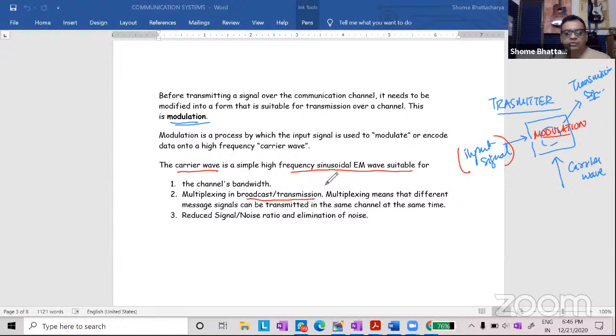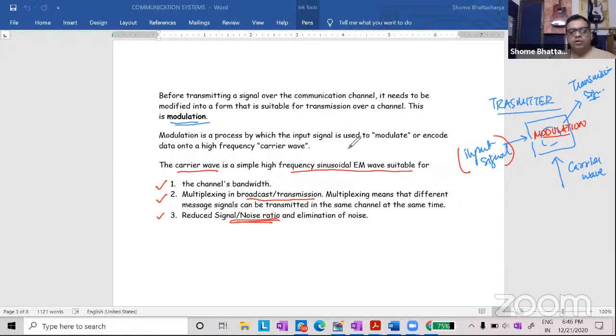It is also suitably high frequency so that the signal to noise ratio will be less. That is, it is easier to eliminate noise. So, the carrier wave is always of a frequency which is suitably high for these purposes, so that it can be transmitted over a long distance. It can be used to multiplex different types of information in the same channel, and it suits the given channel's bandwidth as per the user's requirement. And it's therefore also easier to reduce the amplitude of the noise compared to the signal levels.